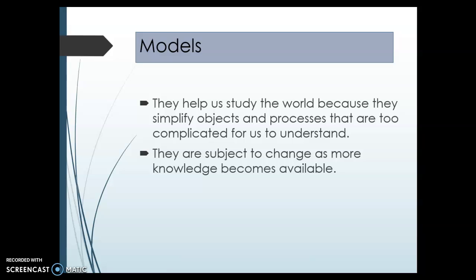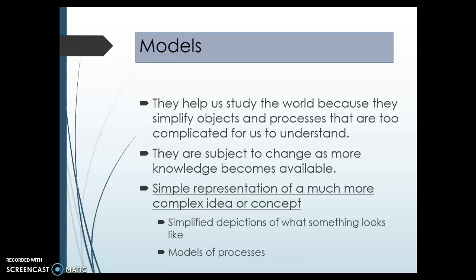If you guys know anything about scientific history, you know that some of the first models of the solar system had the Earth at the center and the sun revolving around the Earth. As more knowledge became available, this model changed, and the sun became the center of our solar system, with the Earth going around the sun. So models are subject to change as we learn more information.